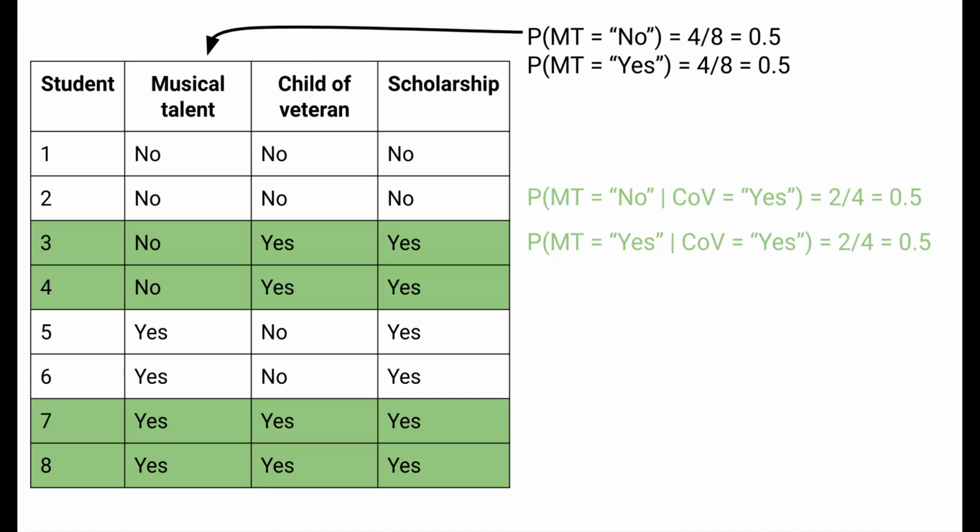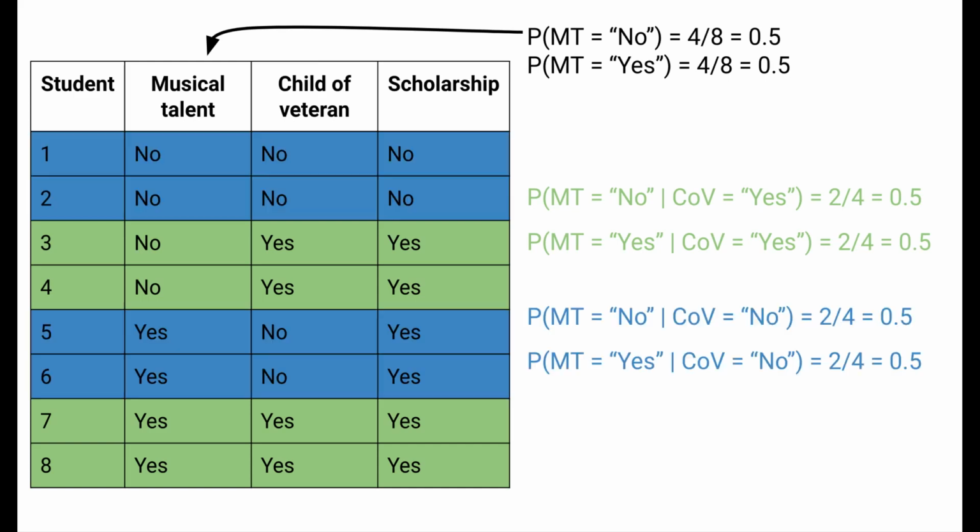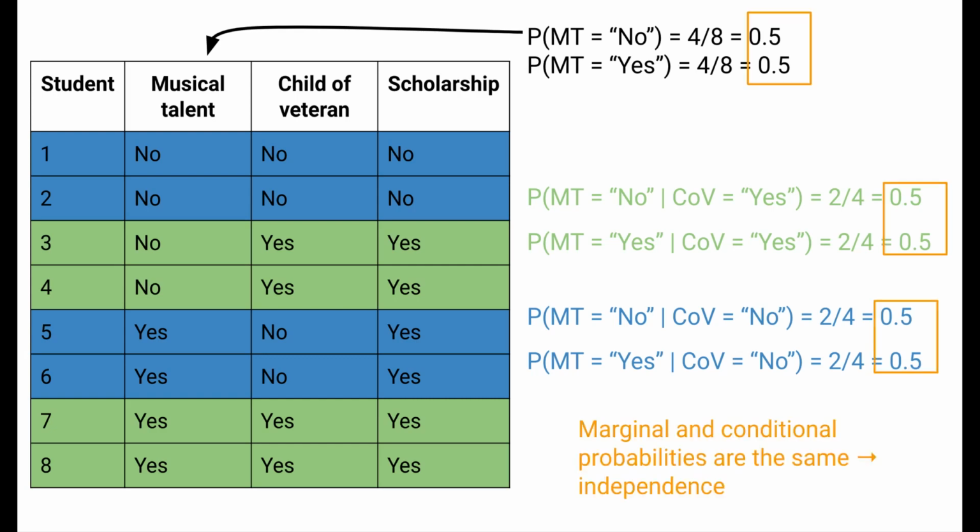Within children of veterans, 2 out of 4 students do not have musical talent and 2 out of 4 do. Within children of non-veterans, 2 out of 4 students do not have musical talent and 2 out of 4 do. The marginal and conditional probabilities are all 1/2. This means that knowing information about parents' veteran status did not change the chance that children possessed or did not possess musical talent. These 2 variables are independent, marginally. Knowing the value of one did not help us better predict the other.